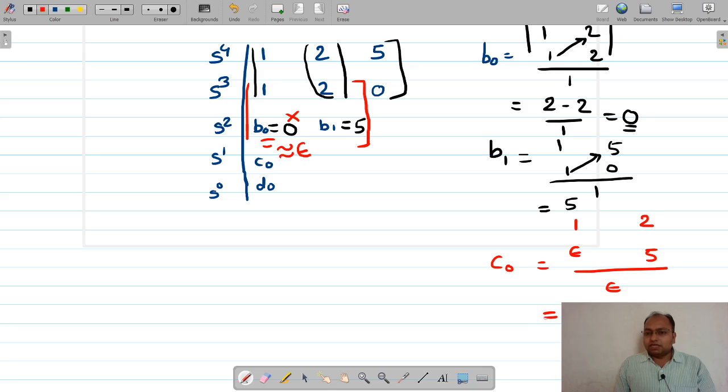So what is the multiplication, or what is the final result? 2 into epsilon minus 5 divided by epsilon. So 2 epsilon minus 5 divided by epsilon. Okay, likewise we can find out this. Let us write over here, that is nothing but C naught is 2 epsilon minus 5 divided by epsilon. And what will be the value of D naught?